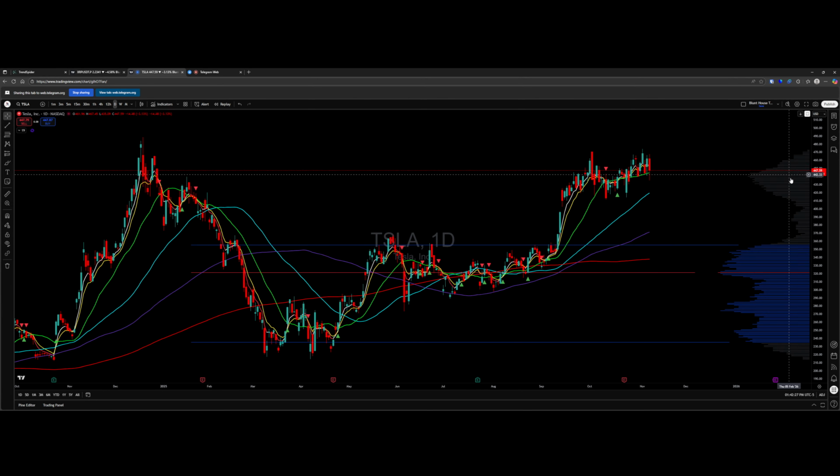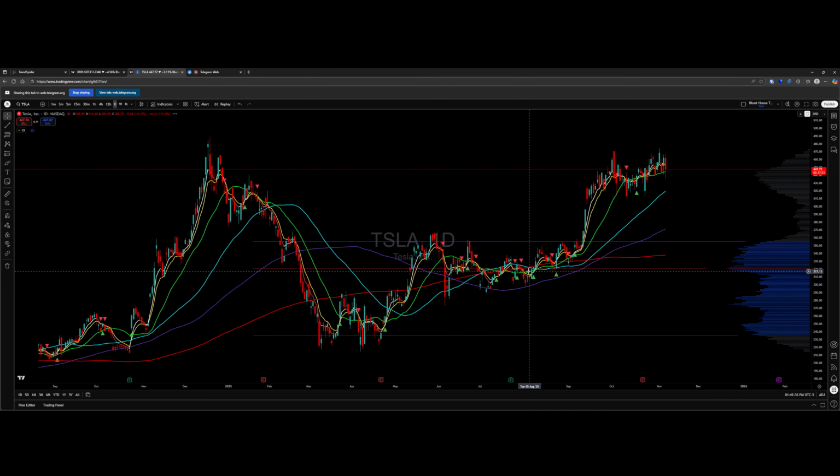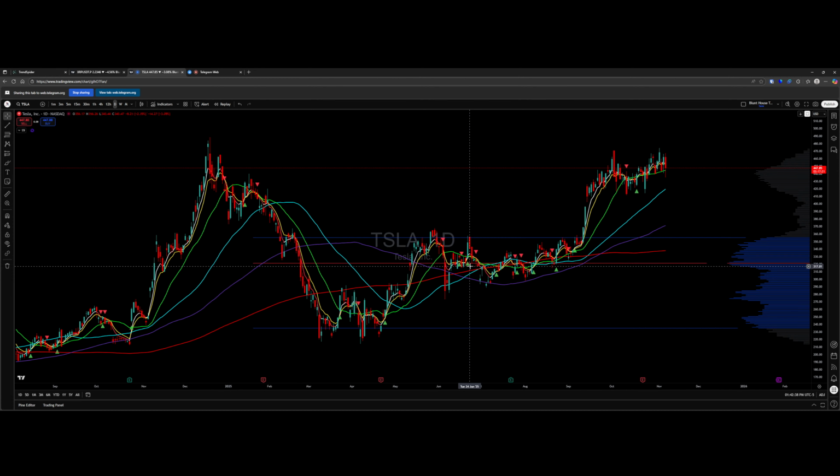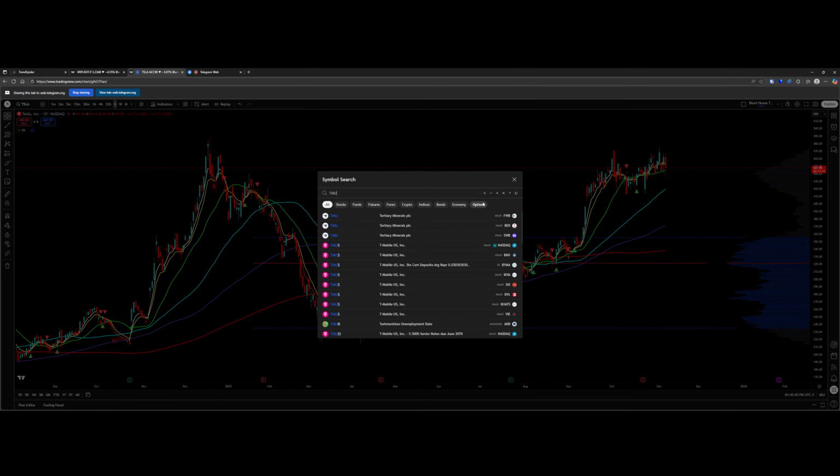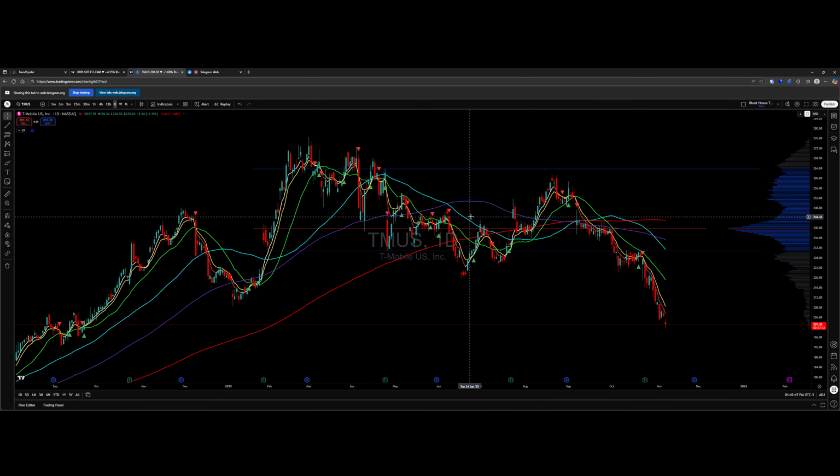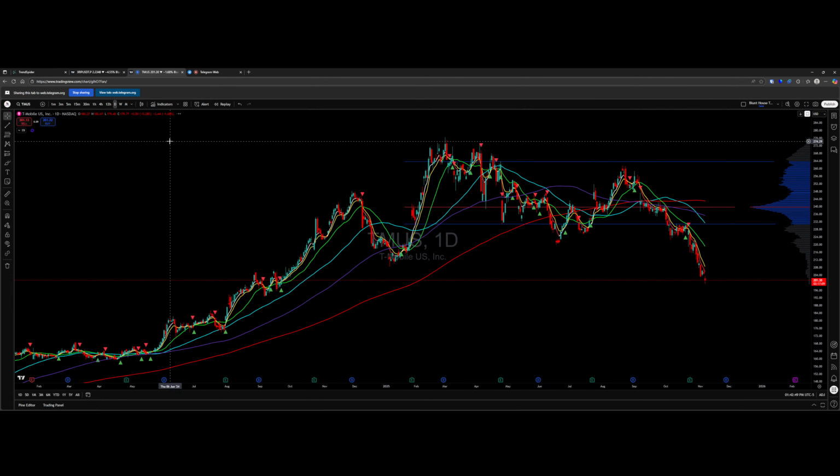So can it hang around up in these areas? Yeah, sure it can. But where is it most comfortable? Where it has its most concentrated areas of past price. So that brings us to T-Mobile. There's the daily for T-Mobile.